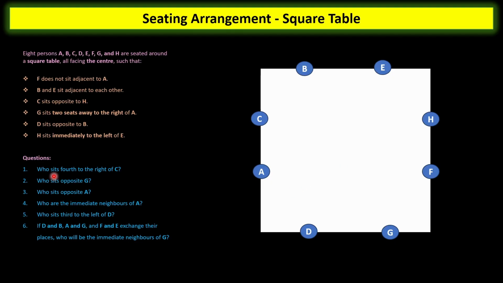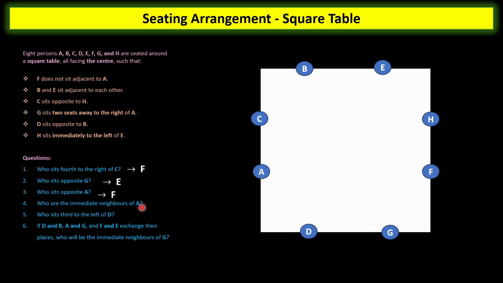So the first question says: who is sitting fourth to the right of C? Right of C is in this direction. First is A, second is D, third is G and fourth is F. So its answer is F. Who is sitting opposite to G? Opposite to G is E. So its answer is E. And opposite to A is F. So the answer will be F.